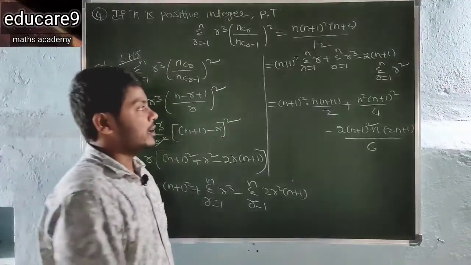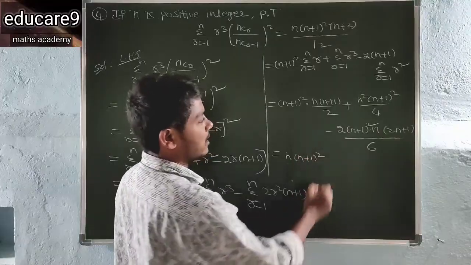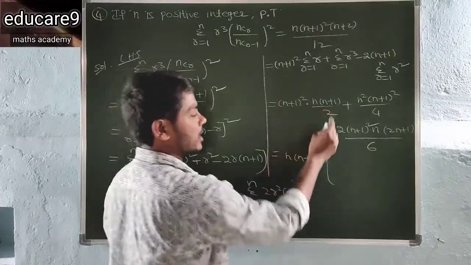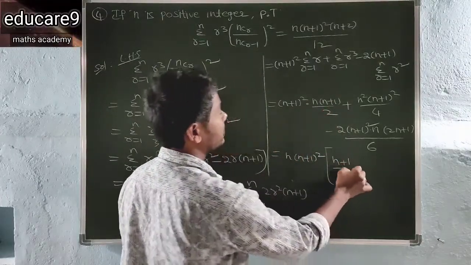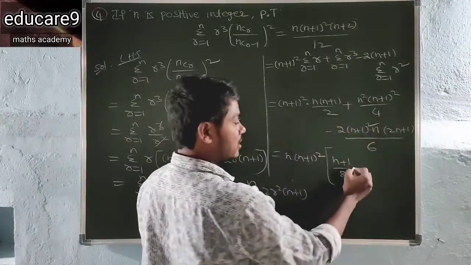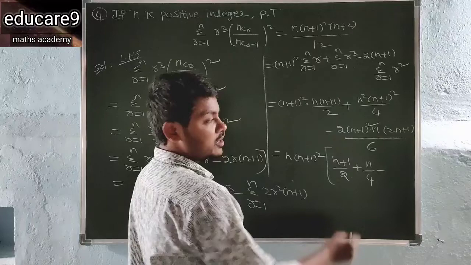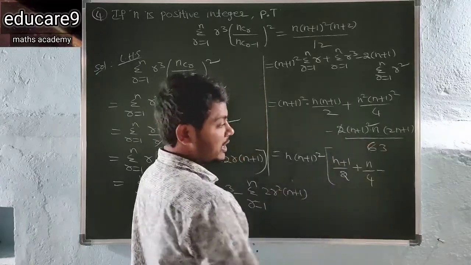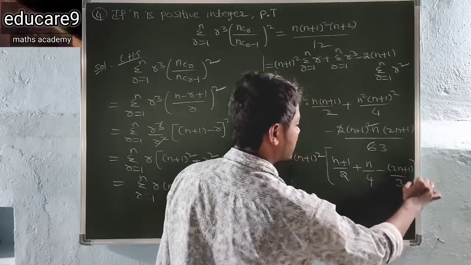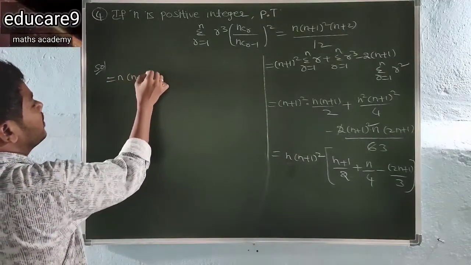So clearly in all terms n into (n plus 1) whole square is common. So what you get? n into (n plus 1) whole square common, so (n plus 1) by 2 left. Next, here n into (n plus 1) whole square common, so we will get plus n by 4. Now see here, this is 2 ones are 2, 2 threes are 6. So clearly you will get minus of (2n plus 1) by 3. Okay. So this equals n into (n plus 1) whole square.